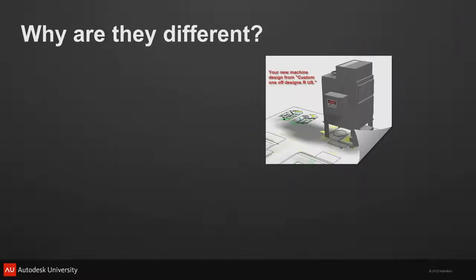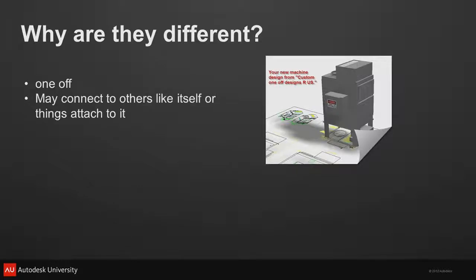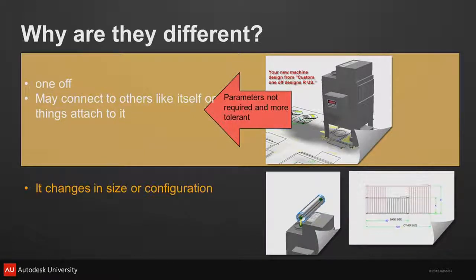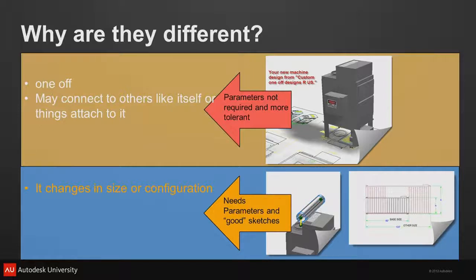Well, why are they different? So the one-off may connect to others. Parameters aren't really required. Okay, you don't need anything there. So in reality, they're fairly tolerant too. So it's like I can reuse kind of crummy outside geometry. I can kind of hack it together. You can blast these things out really fast, depending on what it's going to be. The other approach is it changes in size or configuration. These ones require parameters, and they're going to require good sketches to work. Otherwise, you're going to have nothing but headaches with these things.